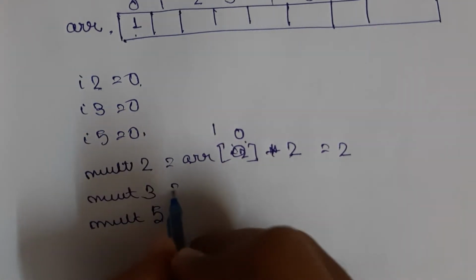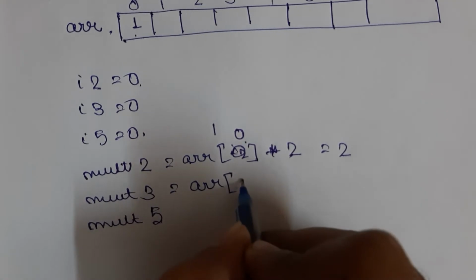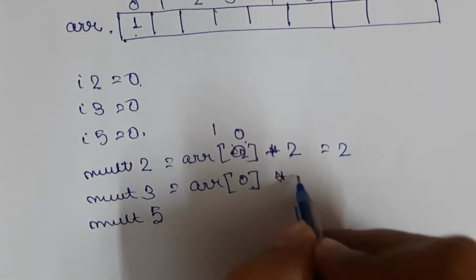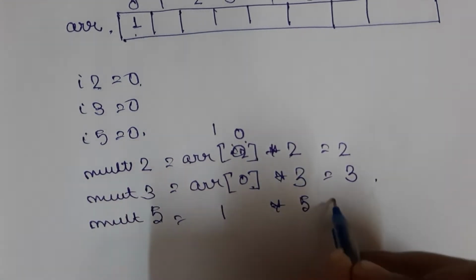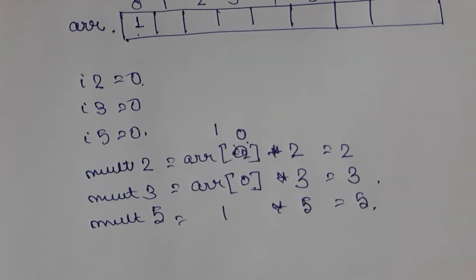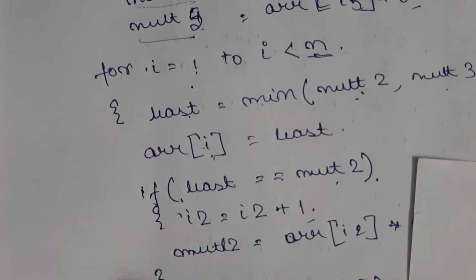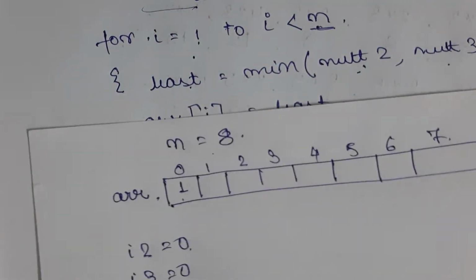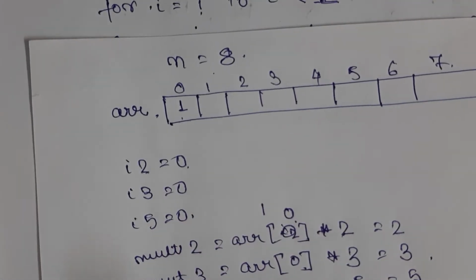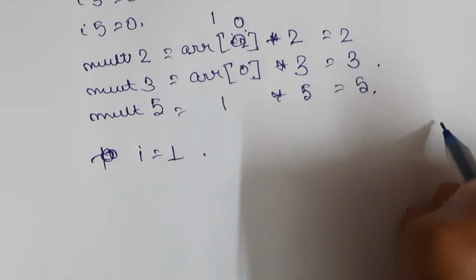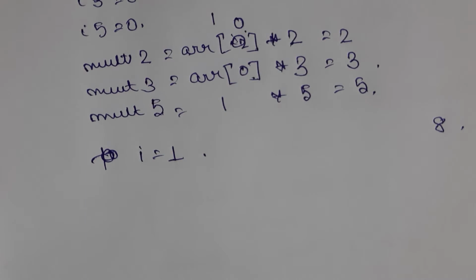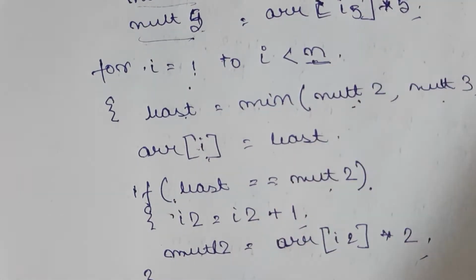Okay. Now mult3. Mult3 is similarly ARR of 0, which is also 1, so it will become 3. And similarly 1 into 5, it will become 5. Now what am I doing? I am running a for loop. Correct? For I equal to 1 to n. So here the ith value is 1, and I am running it 8 times.